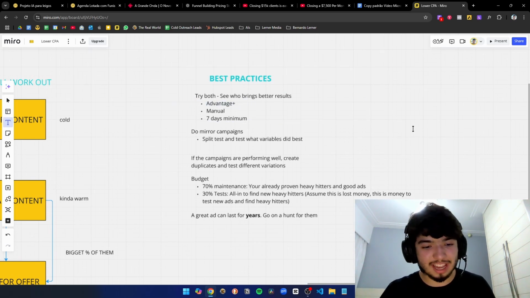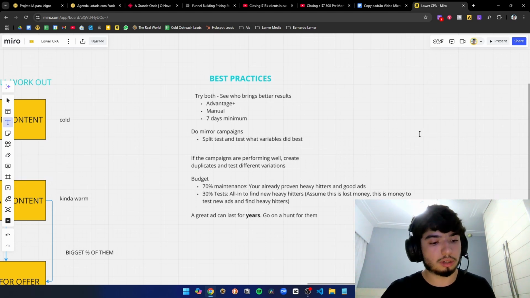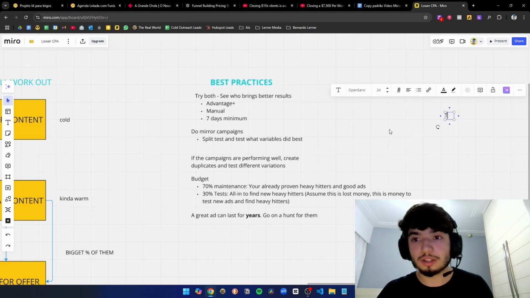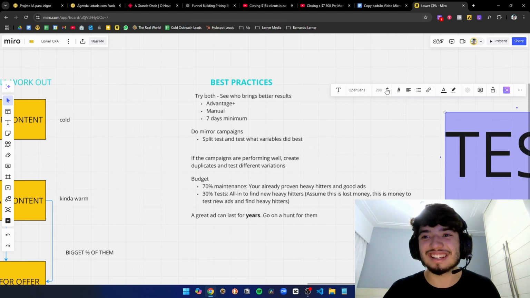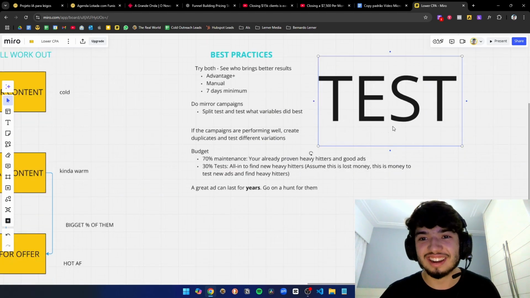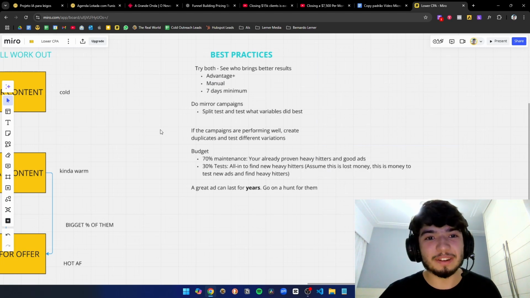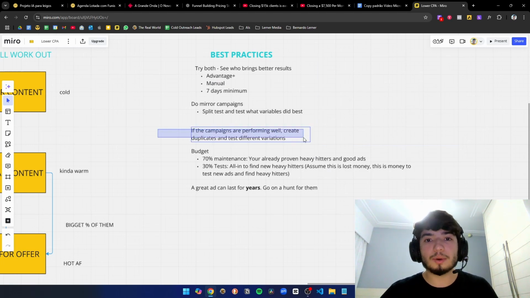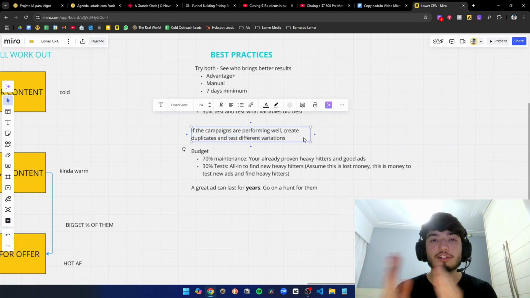At the end of the day, it's just test. Basically, you have to test. You gotta test a lot. And if the campaigns are performing well, create duplicates and test different variations.